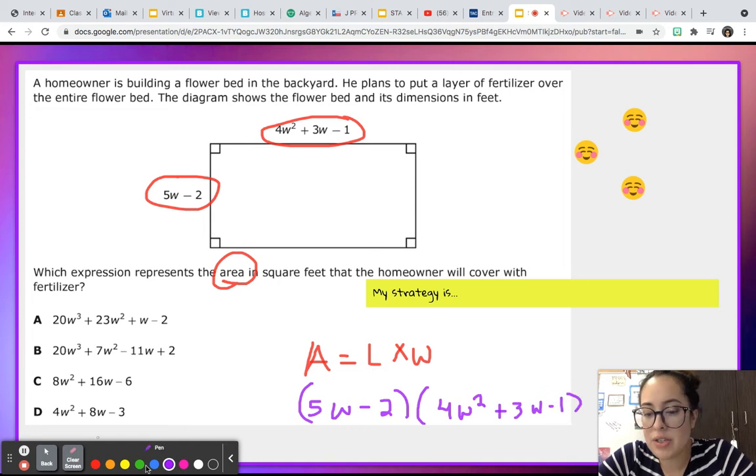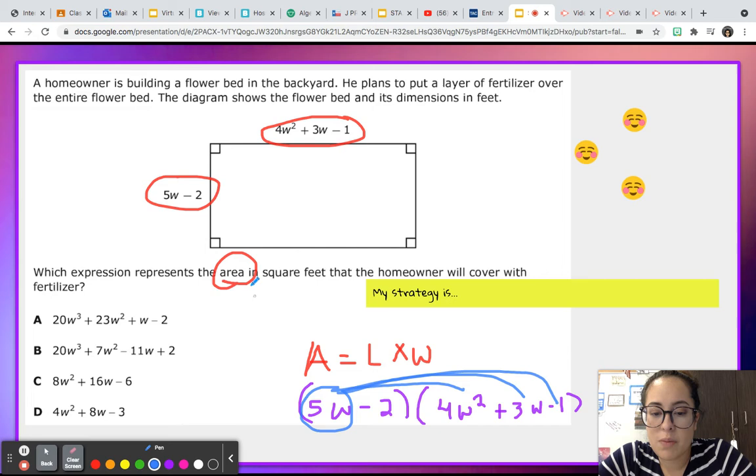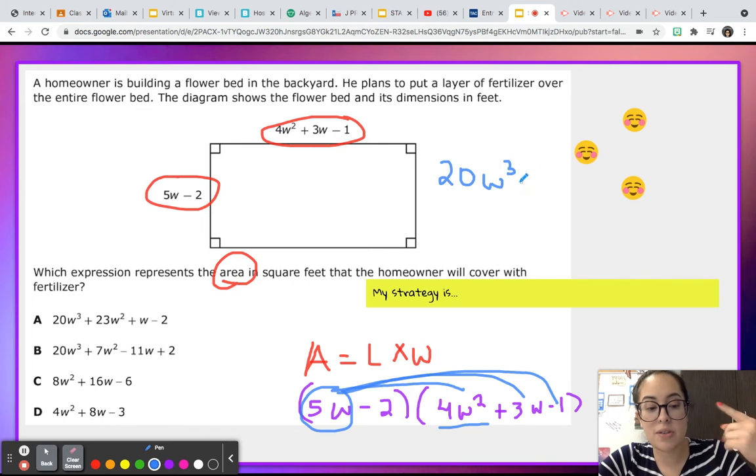Now what I need to do is remember my distributive property, right? So I'm going to take this first term and multiply it to all of the terms in this other parentheses. So I'm going to do 5w times 4w squared. That gives me 20, because 4 times 5 is 20. Now w times w squared is going to give me w raised to the third power, because there's a multiplication of 3 w's. We write repeated multiplication with exponents.